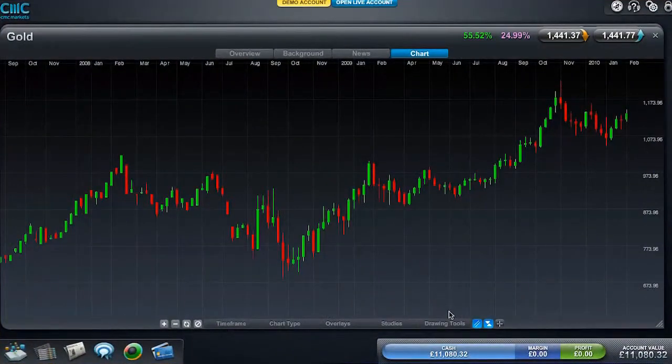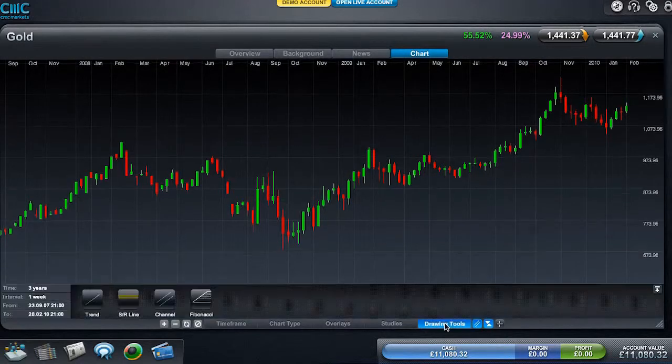Now, a resistance level is an area higher than the current market price where we find the sellers come back into the marketplace, and what actually happens is the price seems to fall at this level. Now, we can trade off the back of that in a number of different ways, but let's try and identify that resistance line first. So if we go down to the drawing tools, we have one there called the S&R line.